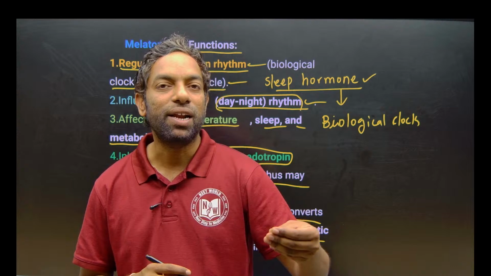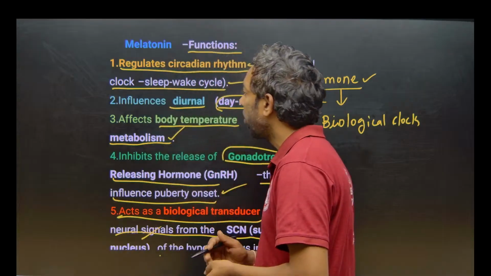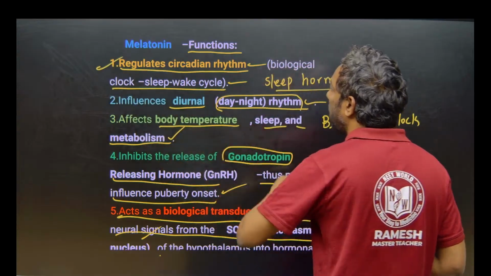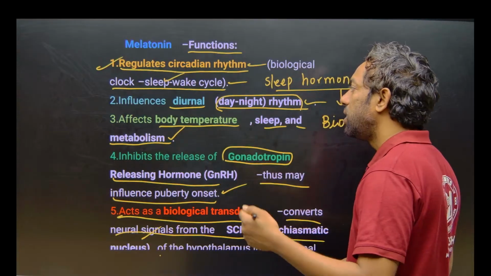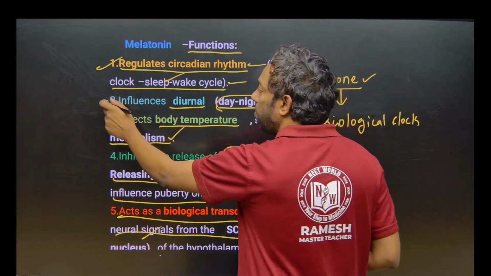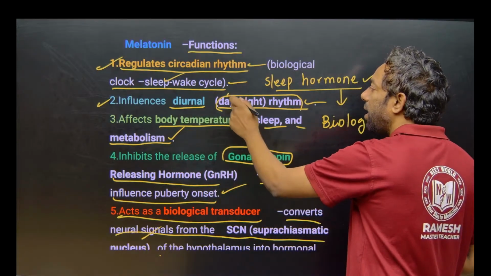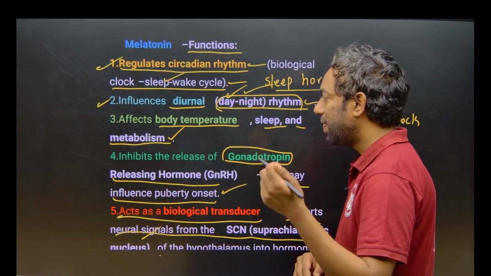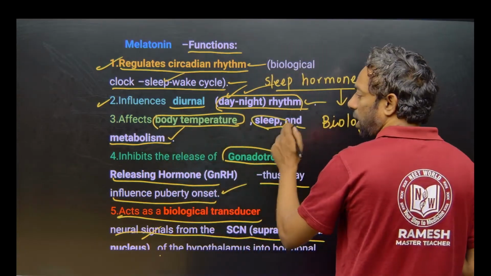Hypothalamus itself, they can release hormones called gonadotropin releasing hormones. The first point is they regulate circadian rhythms, about the biological clock, the sleep-wake cycle. Second point, they can influence diurnal rhythm. Di means two, day and night. Third point, they can regulate body temperature, sleeping and metabolism.